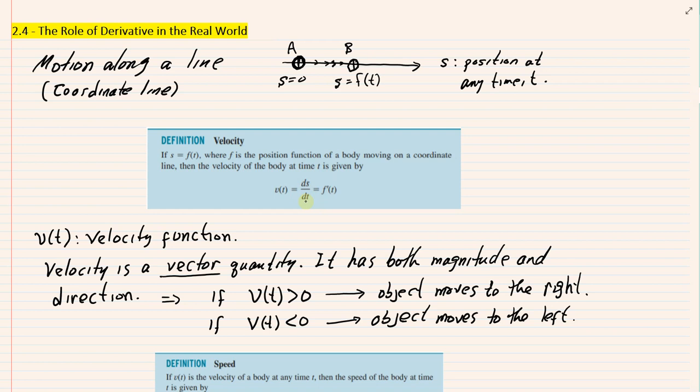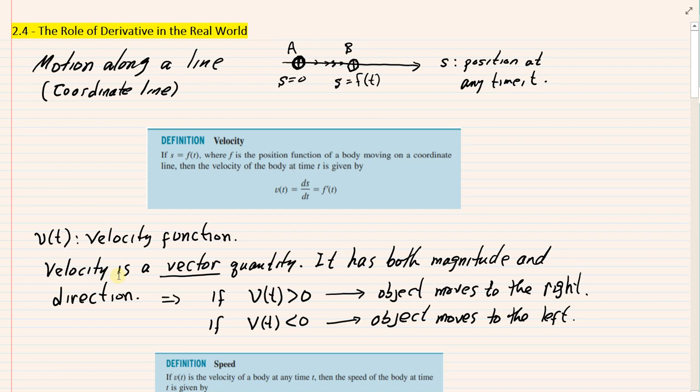S is a function of time, and f is the position of the body on a coordinate line, and the velocity is given by that. And the velocity, because it's a rate of change, means it's the derivative of the position function. That means the change in the position over change in time, and that is why we use the prime notation. That turns out to be the derivative of the position function. Okay, now I have here v of t as our velocity function.